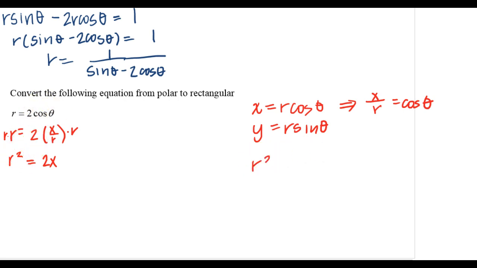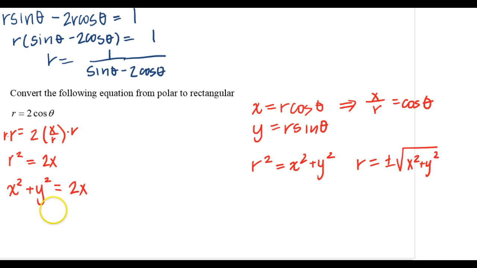So I've eliminated my cosine theta, and now I have this r squared here. What we had previously was that r squared equals x squared plus y squared, and that comes from the fact that r equals plus or minus the radical of x squared plus y squared. So it's really the Pythagorean theorem. So if r squared is x squared plus y squared, that means I can replace the left side with x squared plus y squared equals 2x. Now this equation is entirely in terms of the variables x and y, so it's considered a rectangular equation.